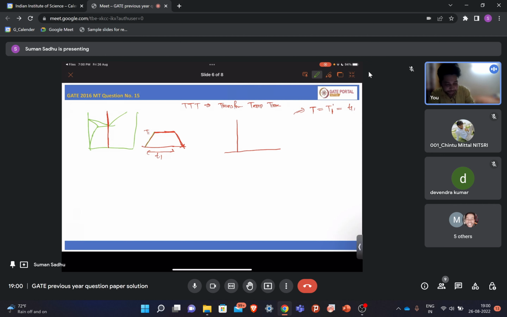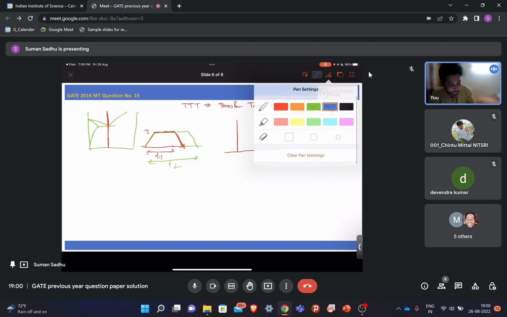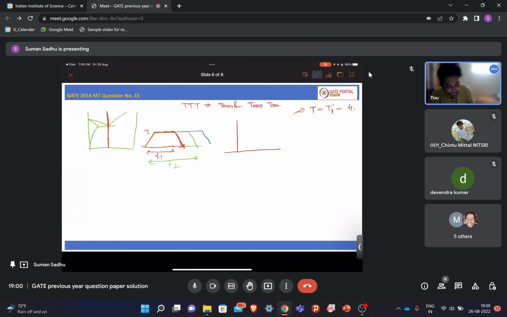At the same temperature, this is one, then you hold it for T2 time. Let's say this is T2. Again, let's say you hold it up to T3. So same alloy, we will do the isothermal annealing at a temperature for different time intervals. So what you will see is that it will take some time to nucleate. So this gap is basically the incubation period.